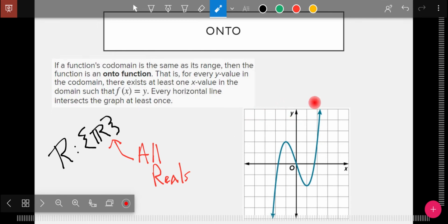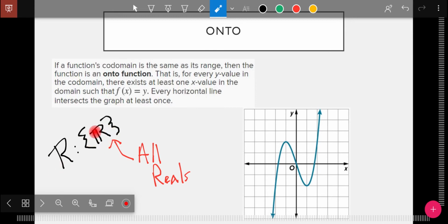And so for our class, we're only going to give you a problem where it's onto if the range is also all reals. It says the codomain and the range are the same. So really all you have to worry about is: is the range all real? So when I ask you, is it onto, the question to ask yourself in your brain is, is the range all reals?